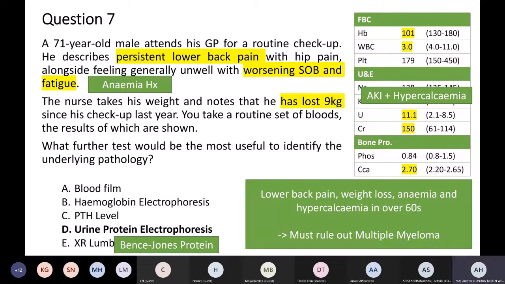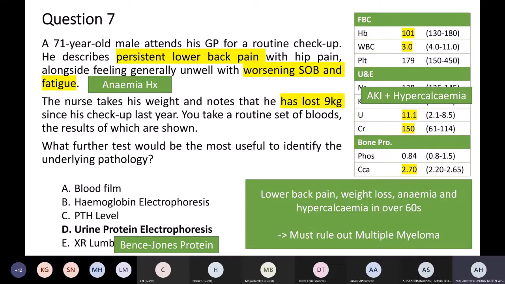Now this patient's history, they have back pain, signs of anemia, and also these potentially B symptoms like weight loss. They seem to have a slightly low white cell count as well as an anemia with an AKI and hypercalcemia. All of these things point towards a diagnosis of multiple myeloma.